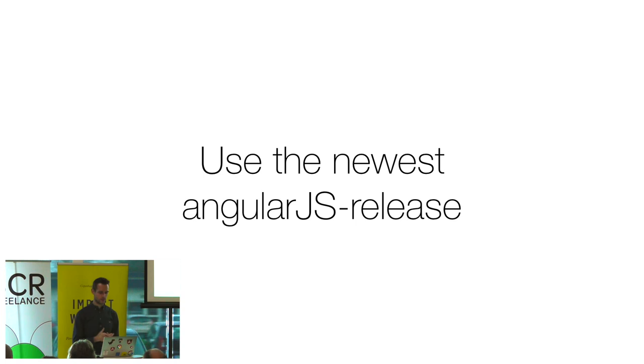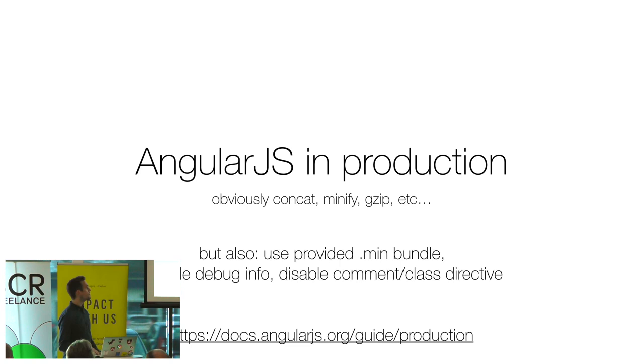The last thing on my slide is running AngularJS in production. So obviously, we have to do all the stuff that we normally do. Maybe concat the files, minify them, use gzip, and all that stuff. But actually, AngularJS comes with production bundles and a non-production bundle. And they're actually different. A lot of us, me as well, for years and years, have just been minifying the development build and using that for production.